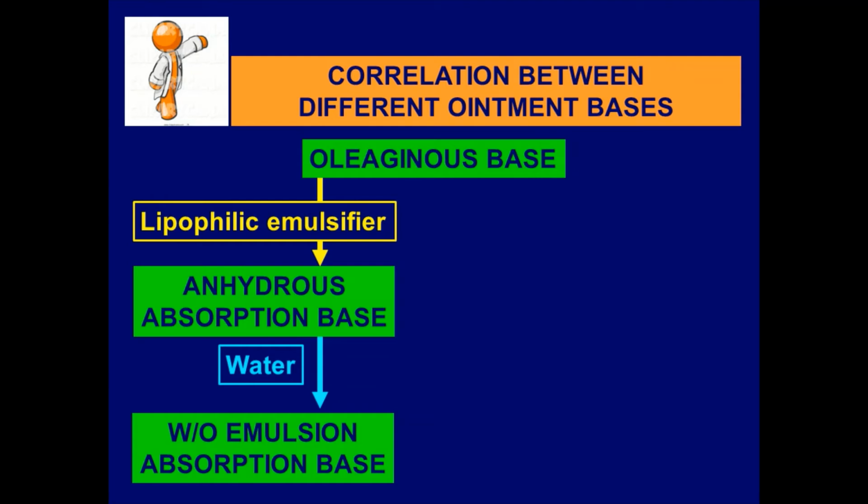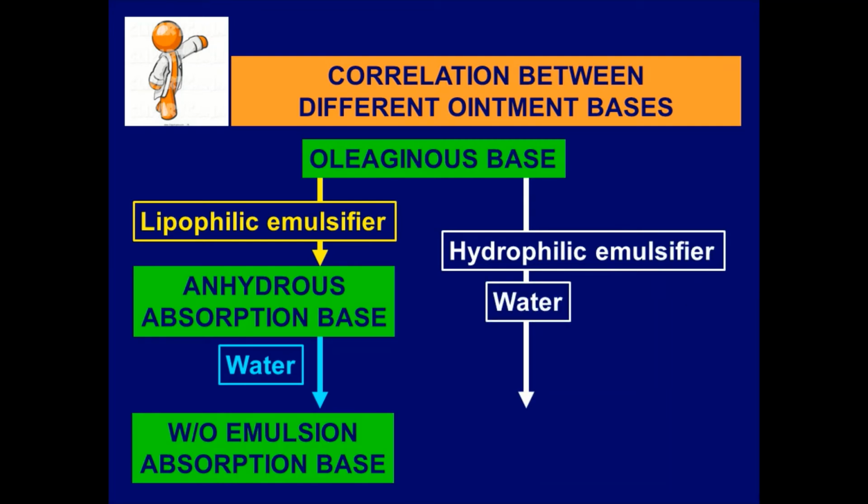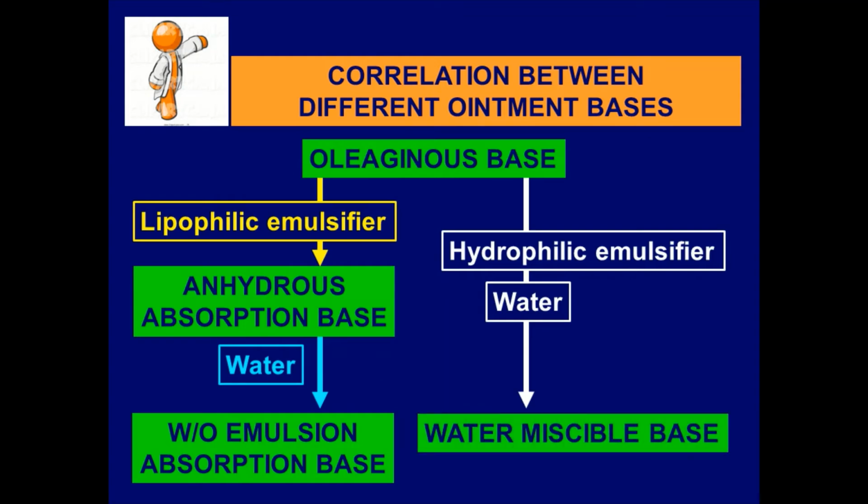Can you prepare water miscible base from oleaginous base? Yes. Just add hydrophilic emulsifier and water to the oleaginous base, then you will get water miscible base, which is oil in water emulsion, as we said before. So there is certain correlation between different ointment bases, except water-soluble bases. We can prepare different ointment bases starting with oleaginous base.